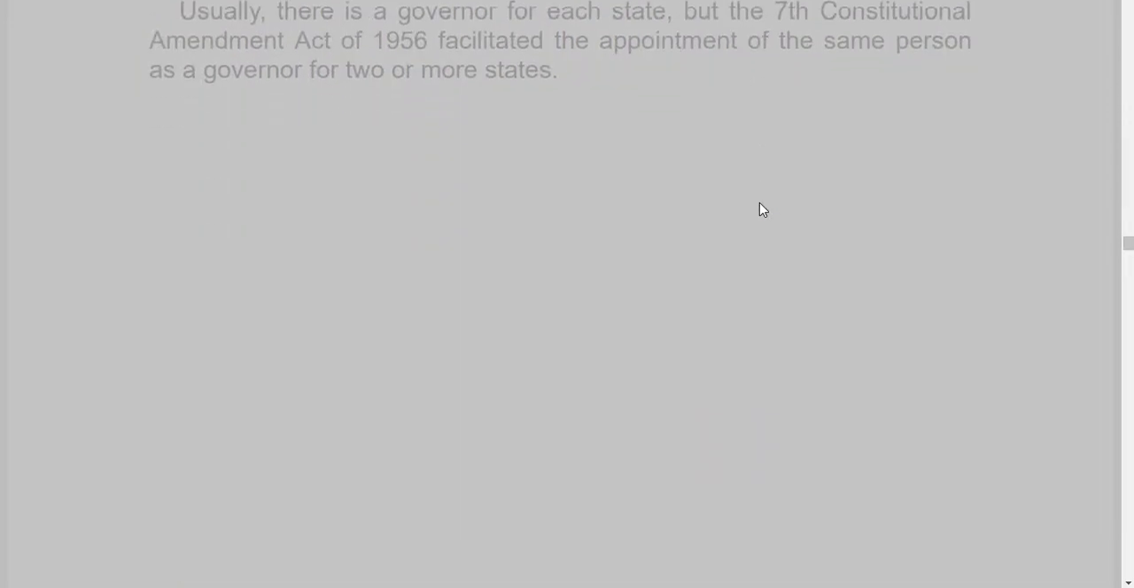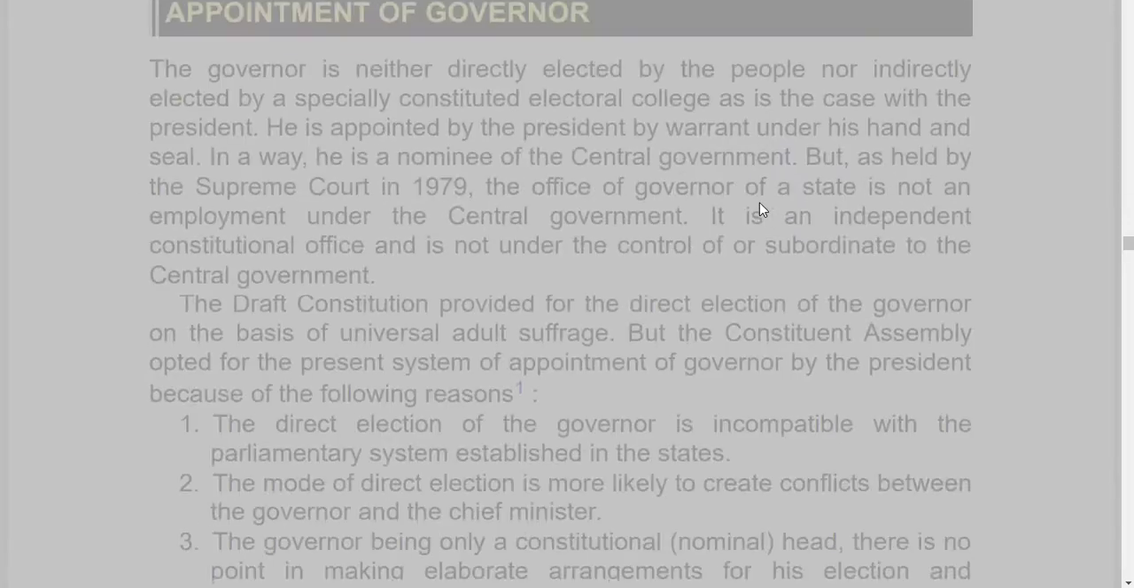Usually, there is a governor for each state, but the 7th Constitutional Amendment Act of 1956 facilitated the appointment of the same person as a governor for 2 or more states. Appointment of governor. The governor is neither directly elected by the people nor indirectly elected by a specially constituted electoral college, as is the case with the president. He is appointed by the president by warrant under his hand and seal. In a way, he is a nominee of the central government.